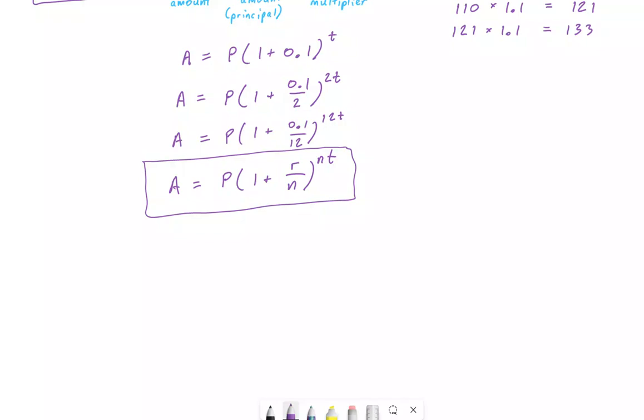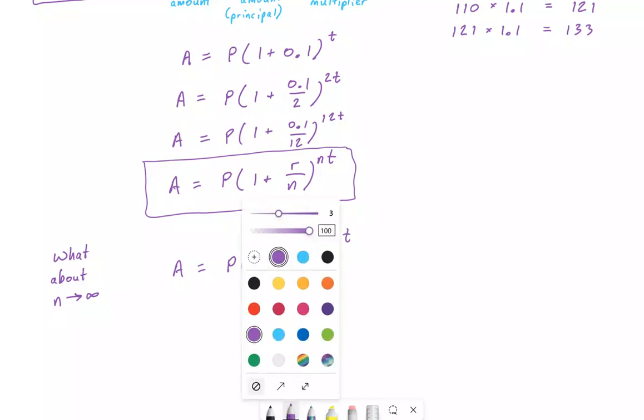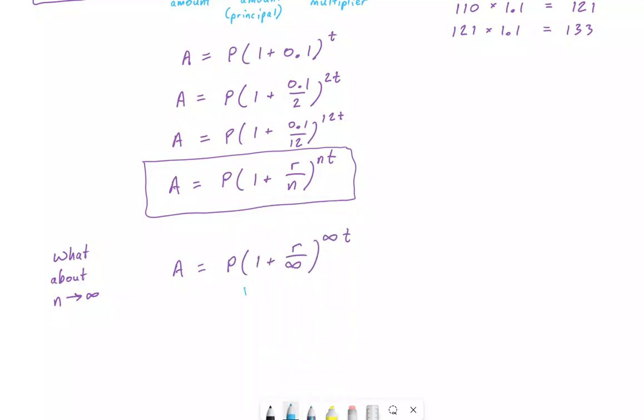Now, in the limit, I'll say, what about n going to infinity? You might think, well, that's silly. You can't do interest an infinite number of times. But what if you did? What if you had like a super fast computer and you told it to work on this equation? What you would get from that is basically a whole bunch of calculus, which I am not going to get into. That's a little beyond the scope of this class.